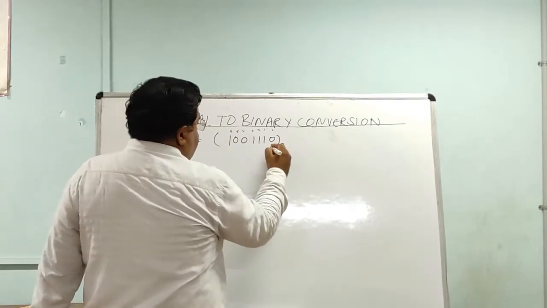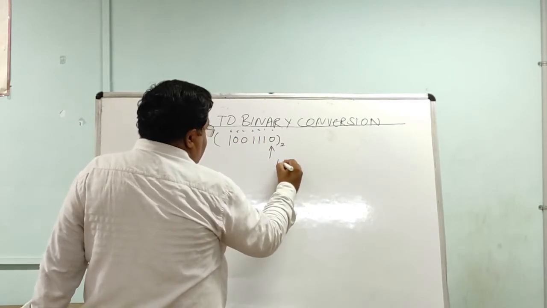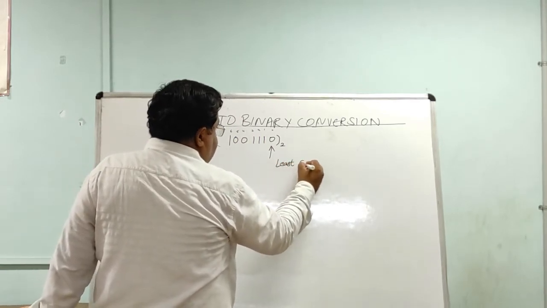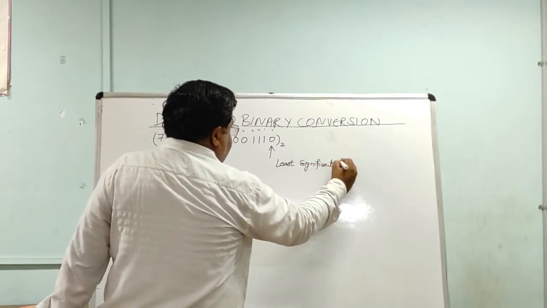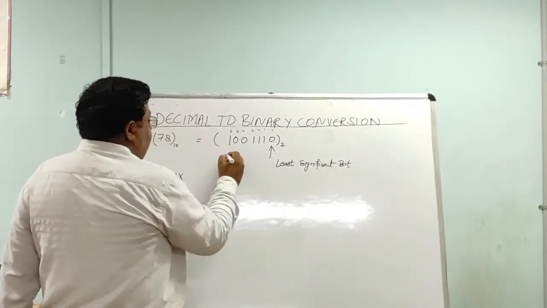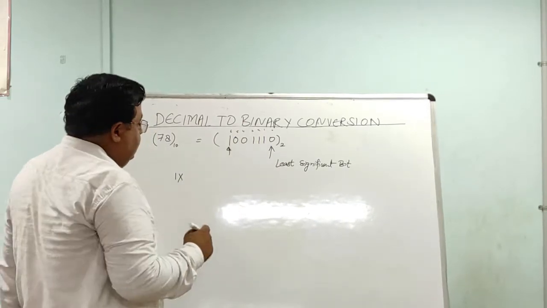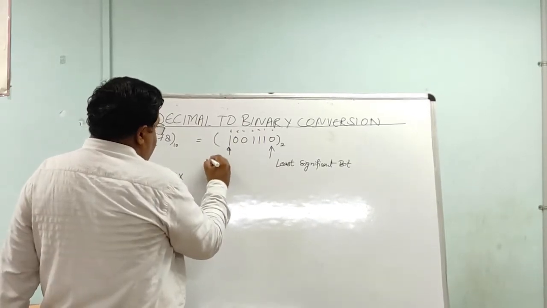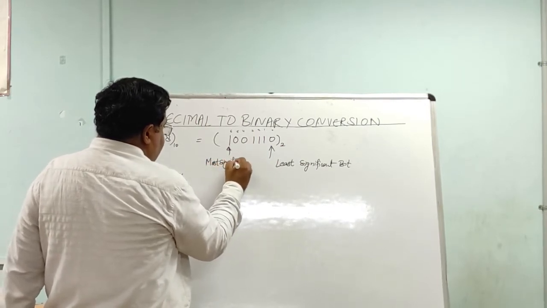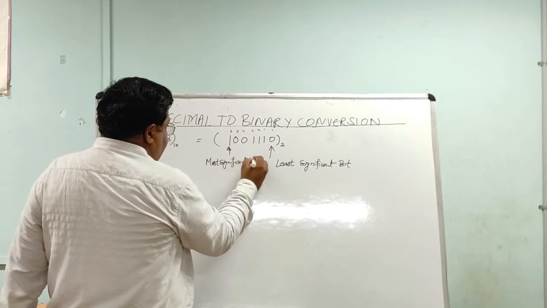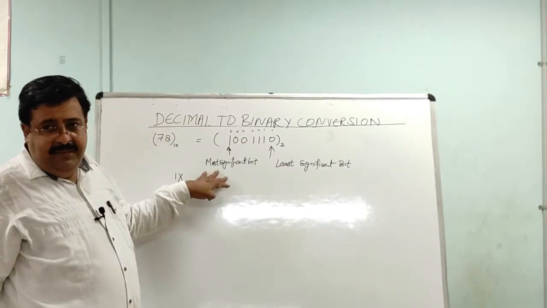See, the rightmost bit is called the least significant bit and the leftmost is known as the most significant bit. Okay. So, I will start with the MSB, that is the most significant bit.